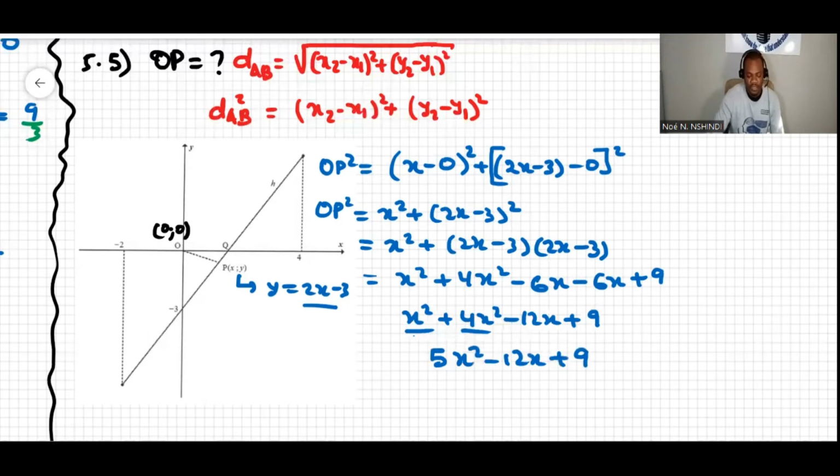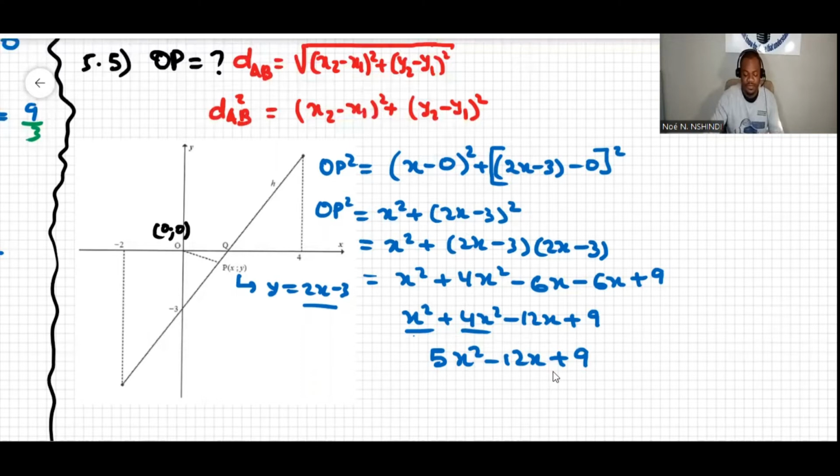Now, if I need to find this distance, OP, if I need to find its numerical value, how can I do it? Even before finding a numerical value, how can I find the minimum distance here? Okay, we can find the minimum distance by using differentiation.